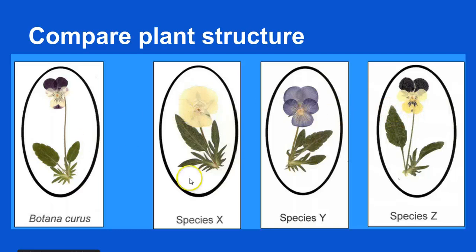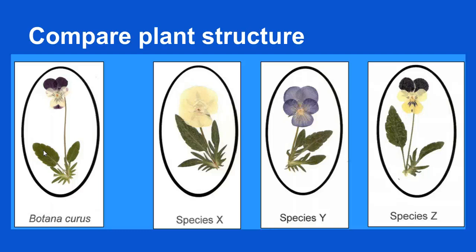So the similarity with the other plants is that all of them have flowers. However, species Z flower and Botanocurus flower are almost identical in terms of coloration. Their leaves, however, none of the leaves of the plants had anything similar to that of Botanocurus. So we already note our structural characteristics of the plant.